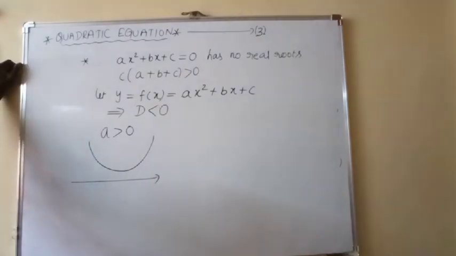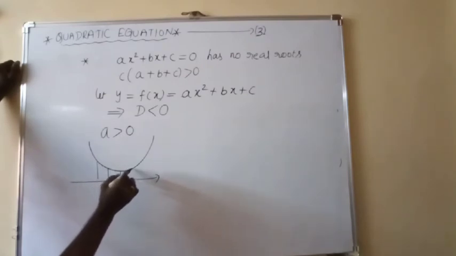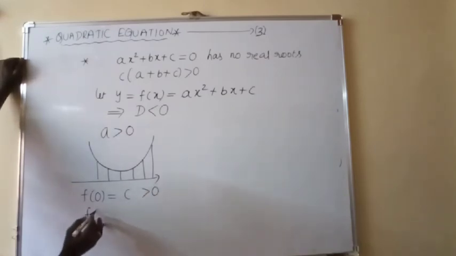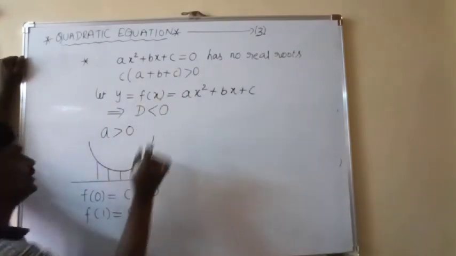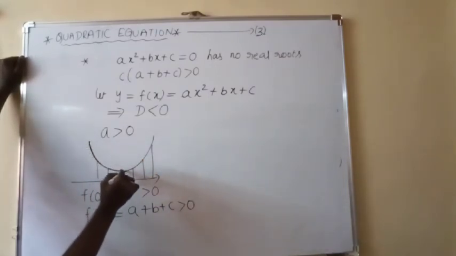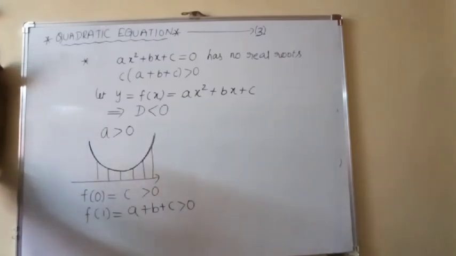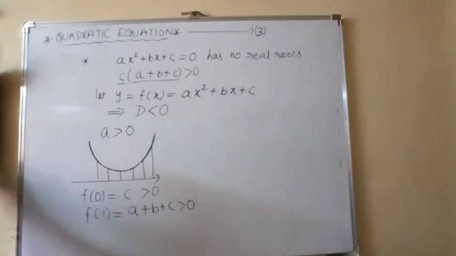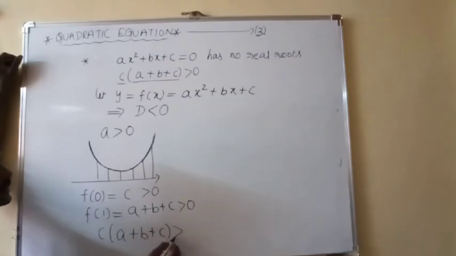Okay. So here if you observe, at any real number x, y value is positive only, no? And particularly what is f of 0 value, what will you get? C, it is also positive only, no? And f of 1, if you substitute x value 1, what will you get? A plus b plus c, that is also positive only, no? Because a is positive, the graph is completely above x-axis, so the function value is always positive for all real numbers x. Particularly f of 0, f of 1 also positive. Why am I calculating f of 0 and f of 1? Because c is nothing but f of 0. This a plus b plus c is nothing but f of 1. So that is why I am calculating f of 0 and f of 1. As both are positive, in this case, what will you get? C into a plus b plus c is positive.